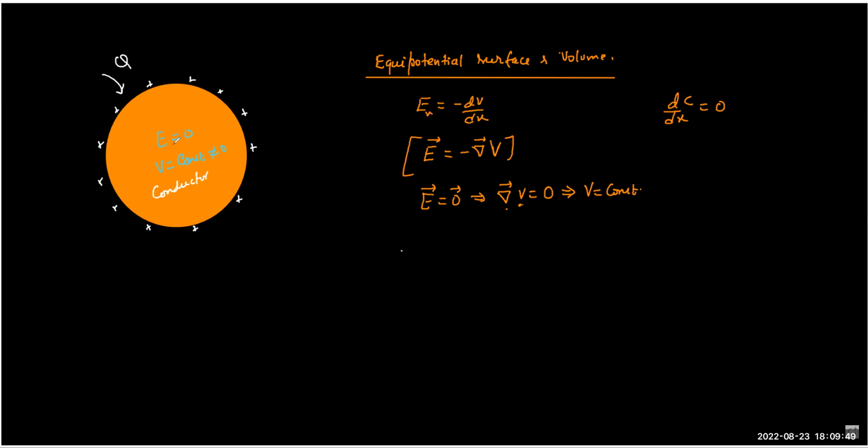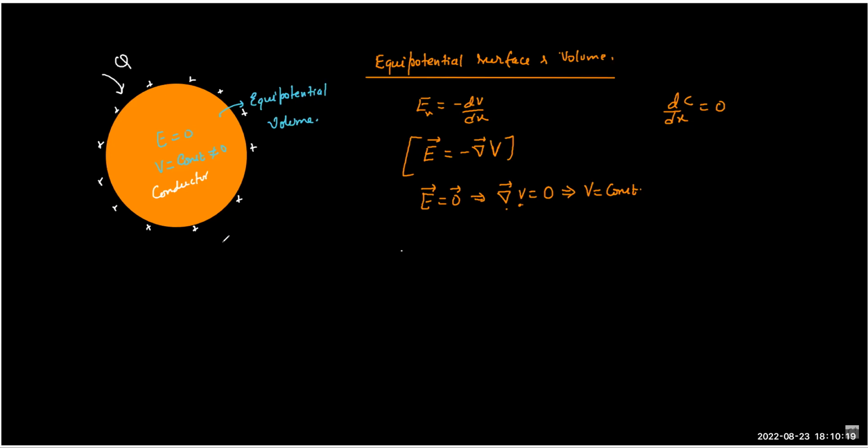So E is zero is giving you equipotential volume. If the volume is equipotential, surface is definitely equipotential. So this is the equipotential volume, the entire thing. Now, what is the benefit of this? The benefit is the moment you know the potential of one point, you know the potential of the entire conductor.